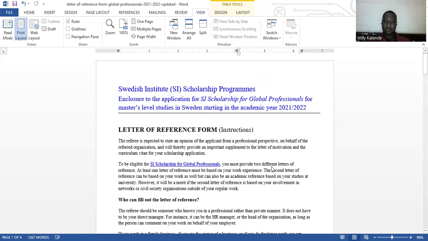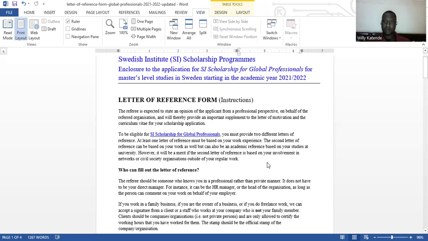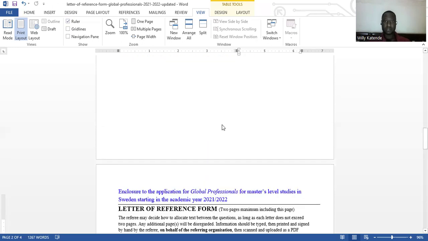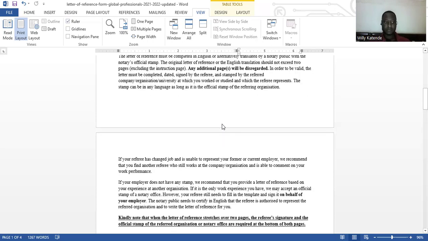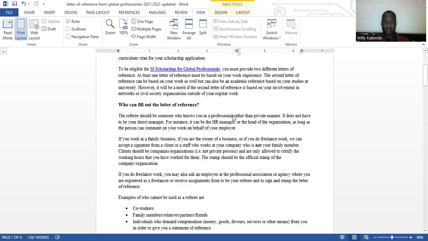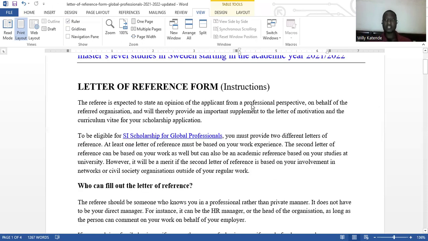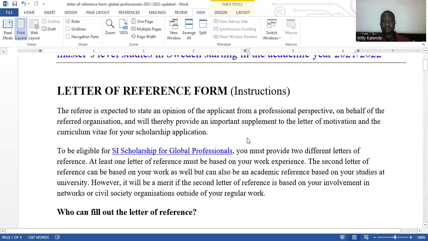First of all, this letter is supposed to be an opinion from your referee. You're not the one supposed to fill this form, but I advise you to guide your referees on what to fill in these forms, because this form provides important information on what is required by the SI, because at the end of the day, this is a competition by thousands of people from all over the world.